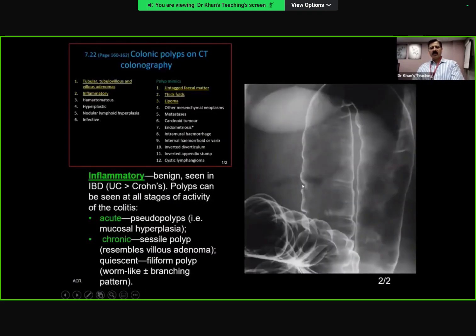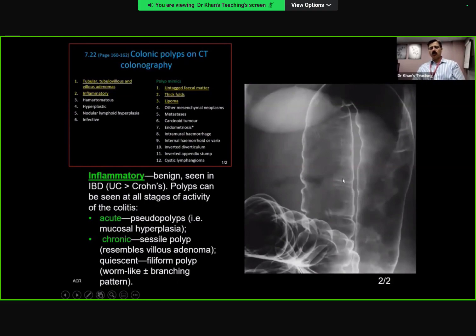And this is a classical appearance of chronic polyps. These are actually technically pseudopolyps in IBD, and particularly seen in ulcerative colitis. And if you see, this is from your book, I've just pasted that here. Acute and chronic. Chronic, these are known as filiform polyps, a worm-like branching pattern.